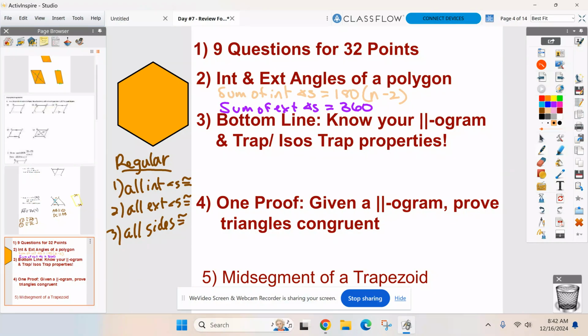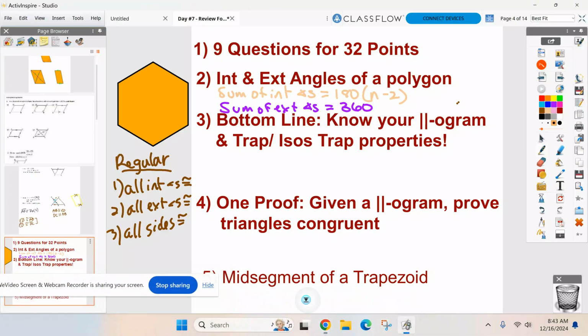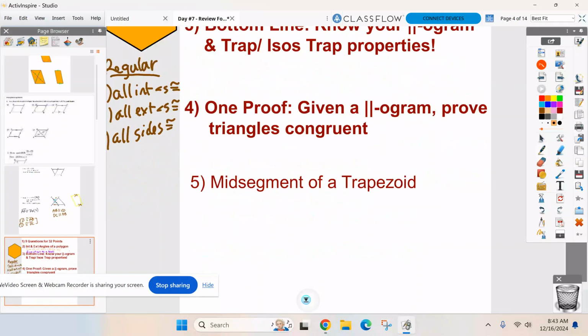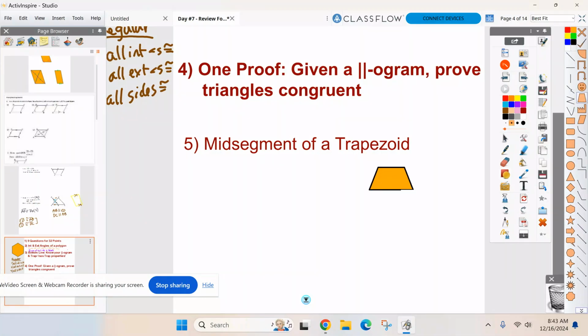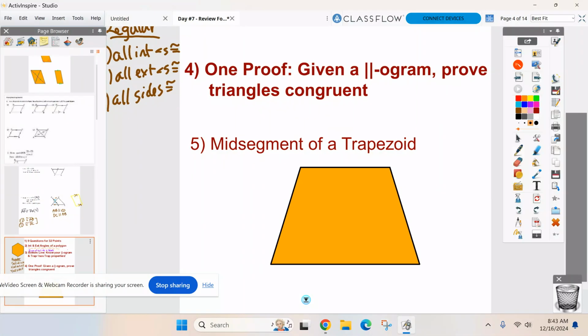I didn't think it was right to harp on the proofs. I want to make sure you know your properties and day one. And finally, I just want to remind you of the mid-segment of a trapezoid, because that'll be tested there. So let me just get a trapezoid out. Connect these 2 sides.